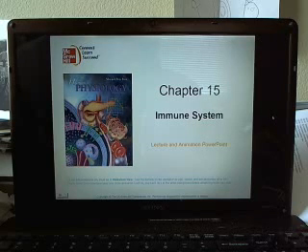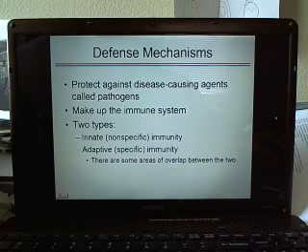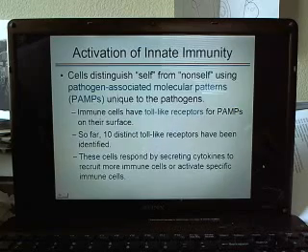First of all, immune system. Chapter 15, defense mechanisms, skin, liver. First of all, you have innate and adaptive. You need to know that. The two categories of immune mechanisms in the body. Innate is inherited, and you have epithelial, stomach, liver, phagocytes, pathogens, but the skin, that's part of your innate immunity. Know what innate immunity is.